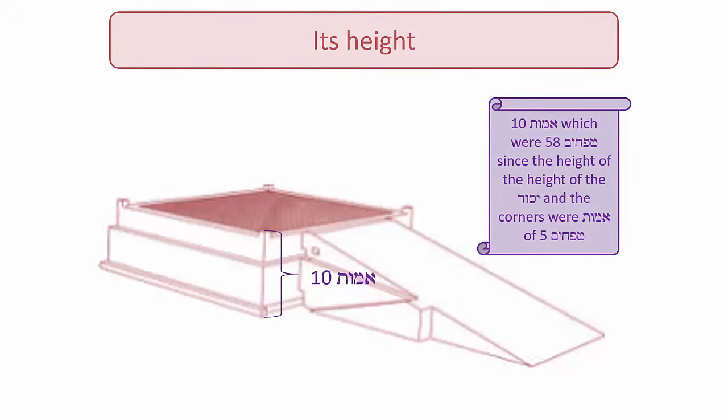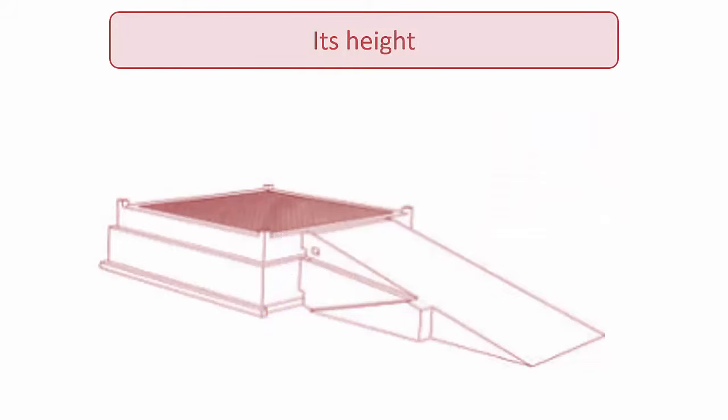However, it wasn't 60 tfachim, because just like by the width and the length, 2 of the amos were amos of 5 tfachim. Here too, 2 of the amos were amos of 5 tfachim. And these are the amos of the Yesod and the amma of the kronos of the corners. So it's a total of 58 tfachim. Now the ramp was 9 amos, because it's the same height as the Mizbeach without the kronos. So there we have the height of the Mizbeach.